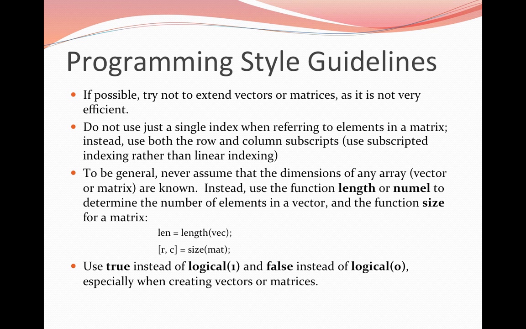In order to be general, you should never assume that you know the dimensions of any array, either a vector or a matrix. Instead, when you have a vector, use either length or numel to determine the number of elements in the vector. And when you have a matrix, use the size function to get both dimensions, the number of rows and the number of columns in a matrix. So typically with a vector, you'd store the length of a vector in a variable. With a matrix, you would store separately the rows and the columns, the number of rows and number of columns in a matrix. So when you use the size function, you put that in an assignment statement that has two variables on the left. So you're actually capturing both the number of rows and the number of columns in separate variables.